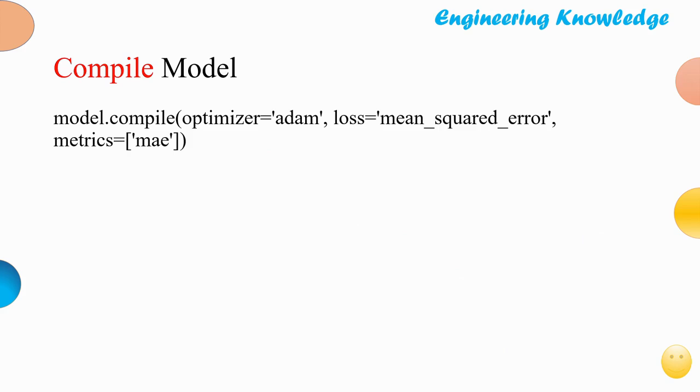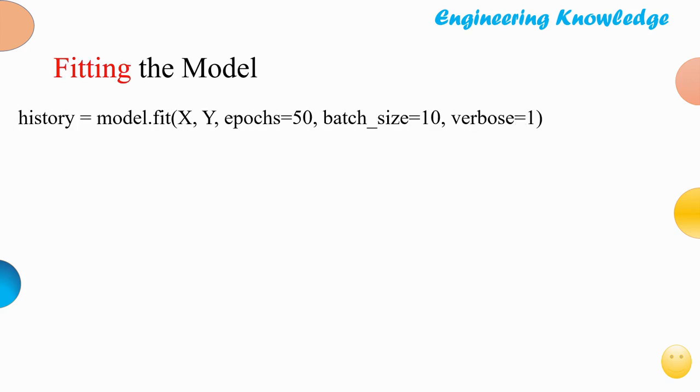We'll then compile. While compiling, we use some optimizers. Generally, the Adam optimizer performs very well. We define a loss function based on which the backpropagation takes place. So we generally use mean square error, MSE, and the metric is MAE, mean absolute error. Then the important thing is the fitting of the model. In prediction, we fit the model.